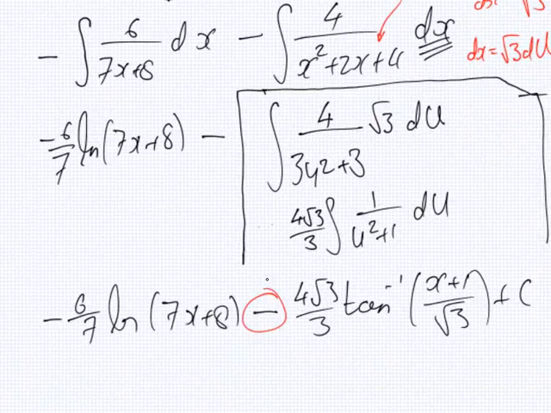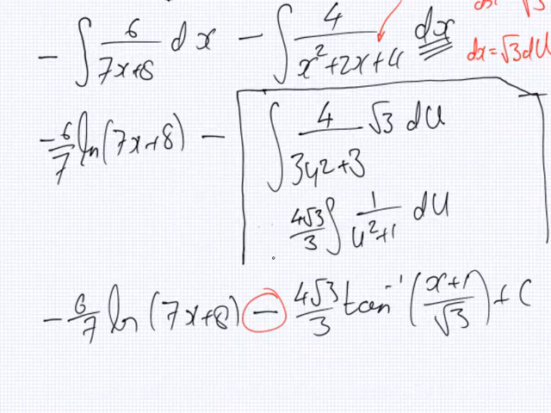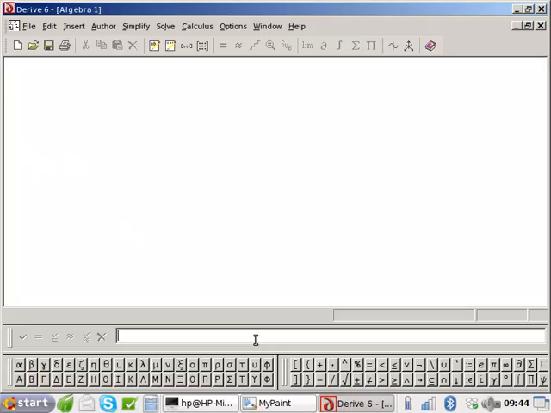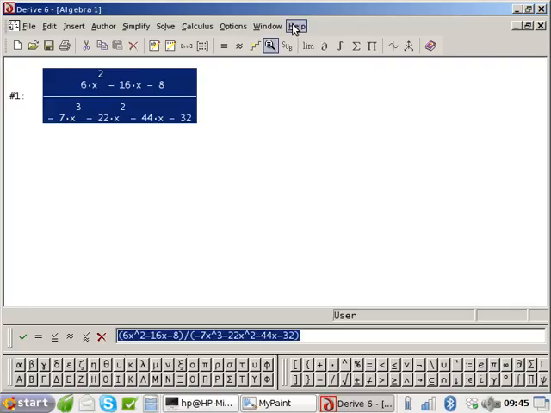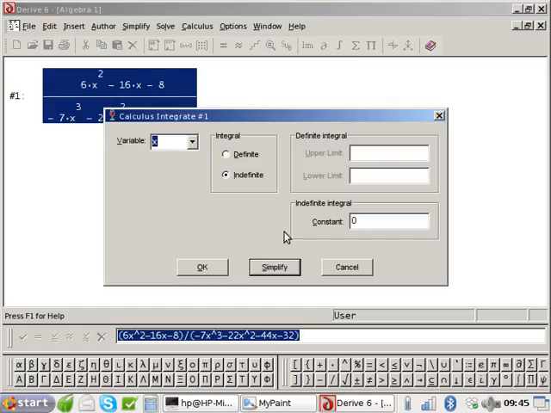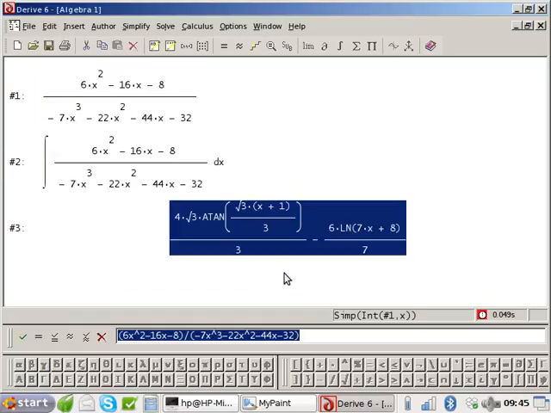Oh, actually, if I have my program open, I can check it. Okay, what did I have on the top, please? Can you call it for me? What was on the top in the question? 6x squared, 16x minus 8. And on the bottom was a cubic, 22 x squared. Right, let's see what we get. Yeah, it is a plus. I made a mistake somewhere with my sign.